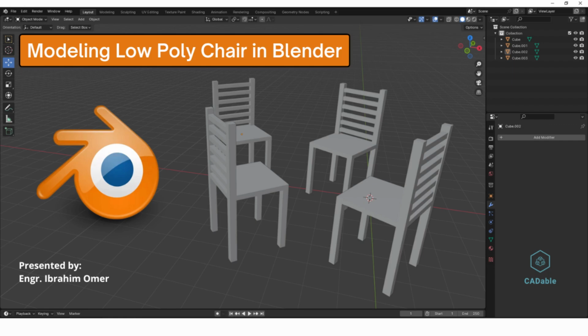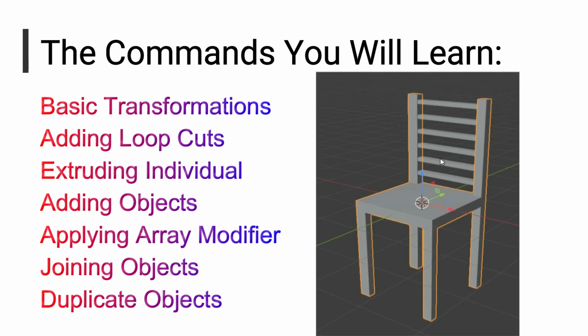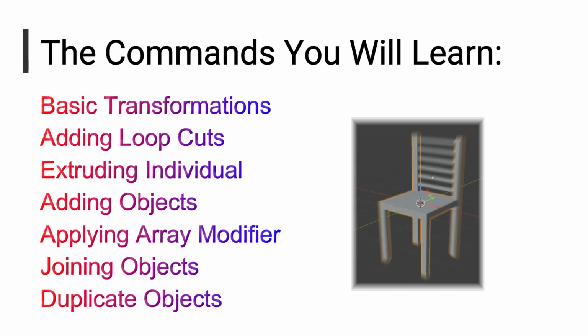This is Engineer Ibrahim Omer, and today we'll be modeling a simple chair in Blender. The commands we will be using include basic transformations like scaling, moving, adding loop cuts, extruding, adding another object, using the array modifier, and finally joining the objects.